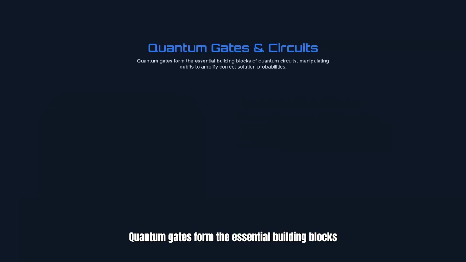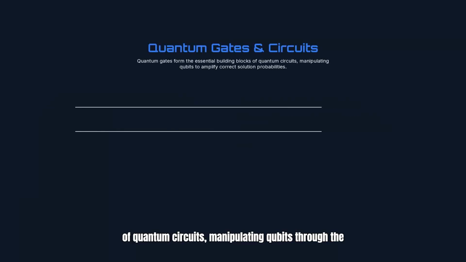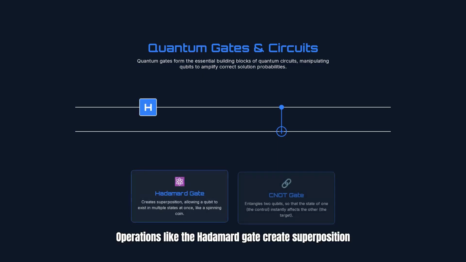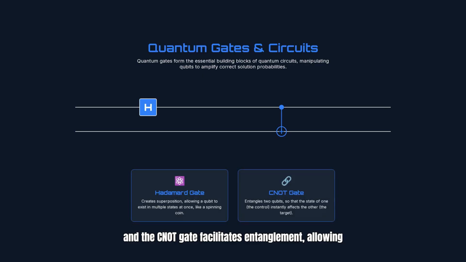Quantum gates form the essential building blocks of quantum circuits, manipulating qubits through the principle of interference to amplify correct solution probabilities. Operations like the Hadamard gate create superposition, and the CNOT gate facilitates entanglement, allowing these circuits to solve intricate problems much more efficiently than classical machines by constructively boosting desired outcomes.